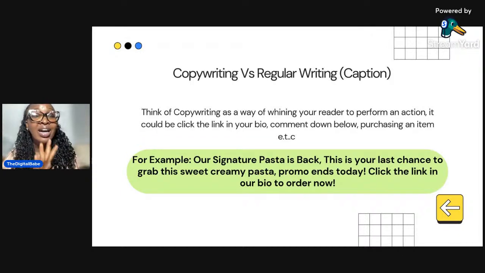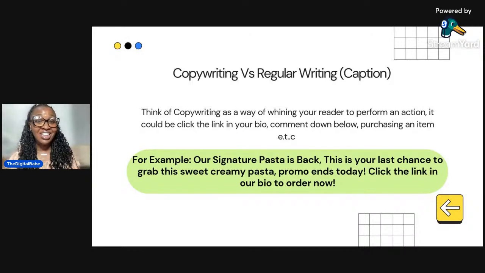So you can see how clear and concise this copy is. At the first line, they gave you a very catchy thing. They're telling you our pasta is back. That is an action word. It is back. So they're telling you that this is your last chance to grab this sweet creamy pasta. Promo ends today. Click the link in my bio to order now. You can see how enticing that copy is. So imagine, as opposed to saying our pasta is available, order now.